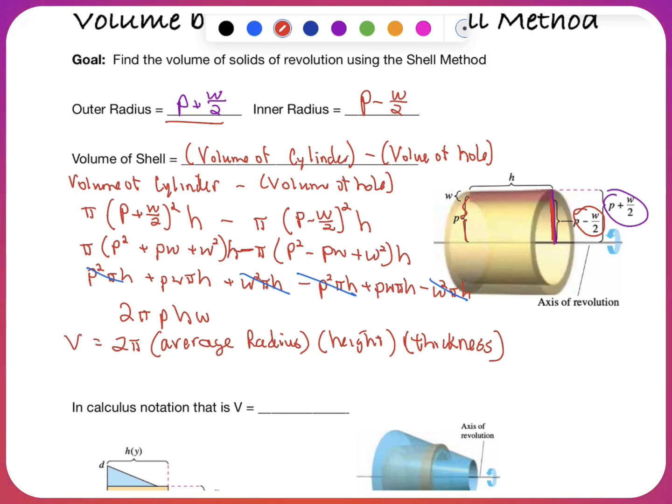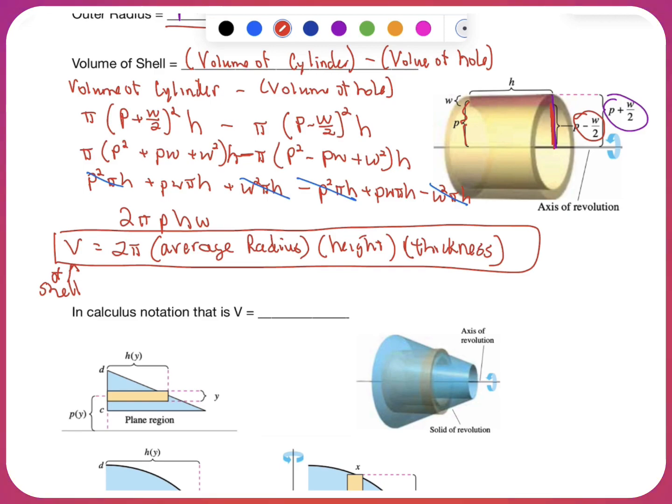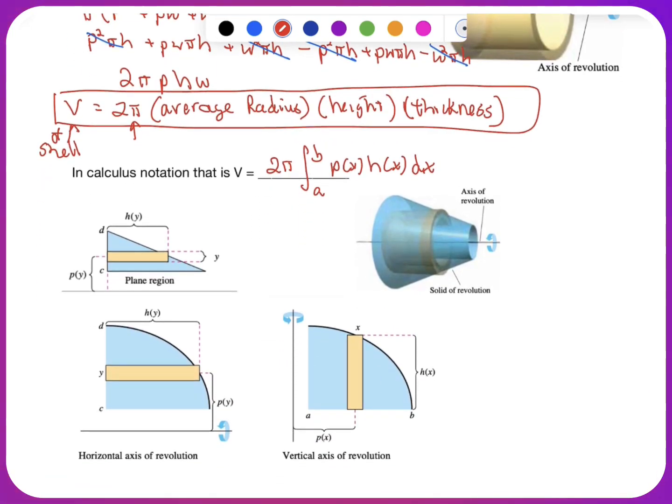So to find the volume of the whole solid of revolution, we need to integrate this from A to B. The 2 pi is a constant, so I can factor it out. I'm going to integrate from A to B, my beginning and my ending of my shaded region. And then I'm going to have P of x, which is our average radius, h of x, which is our height, and dx, which is our thickness. Of course, this could be done in terms of the y variable as well.